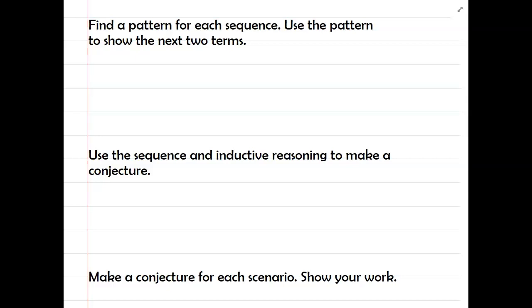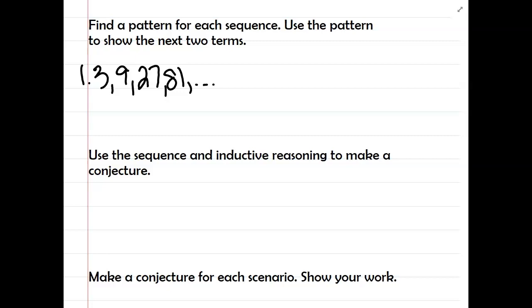Today, we may see sequences that aren't arithmetic, they're not geometric. I can't really come up with a formula just to plug numbers in and find the answer, but I can identify the pattern. So we may see some of those today. So our first sequence is going to be 3, 9, 27, 81, and so on. So first thing we want to do is find a pattern.